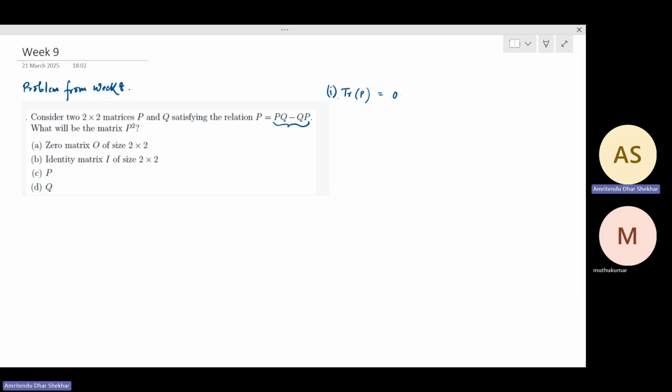The second thing that we can deduce over here is that P cannot be a full rank matrix. So the second thing is P is not full rank.